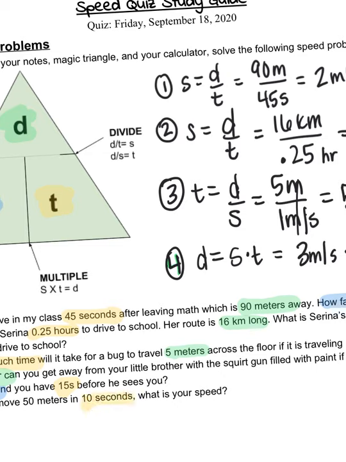Our time is 10 seconds. Our distance is 50. And we're trying to find our speed, right? So, number 5, speed equals distance over time, which equals 50 over 10. We equal 5 meters per second.